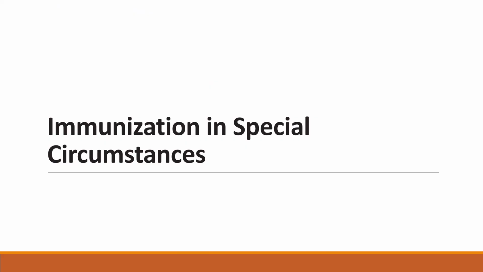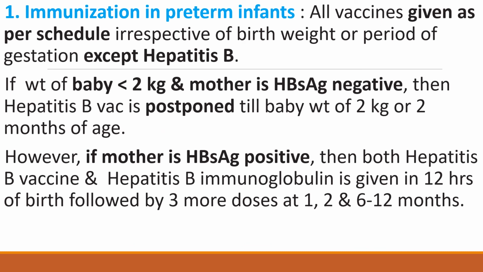Immunization in special circumstances. Immunization in preterm infants. All vaccines are given as per schedule irrespective of birth weight or period of gestation except hepatitis B. If weight of baby is less than 2 kilograms and mother is hepatitis B surface antigen negative, then hepatitis B vaccine is postponed till baby weight of 2 kilograms or 2 months of age.